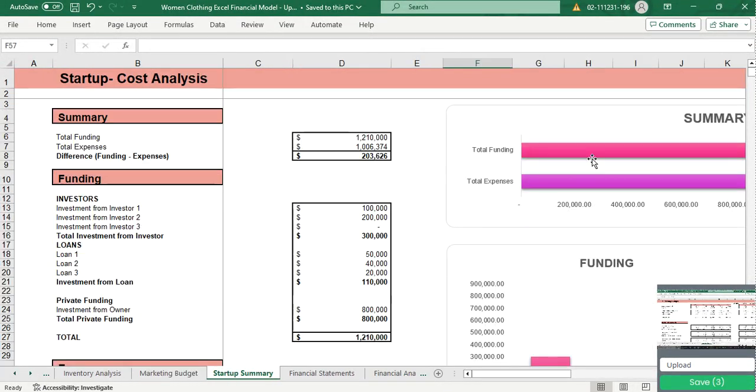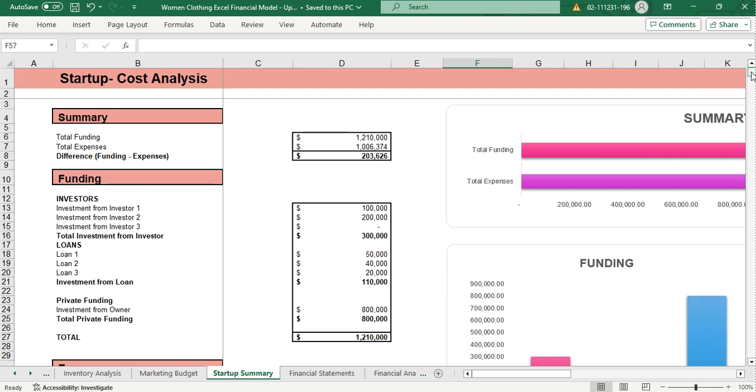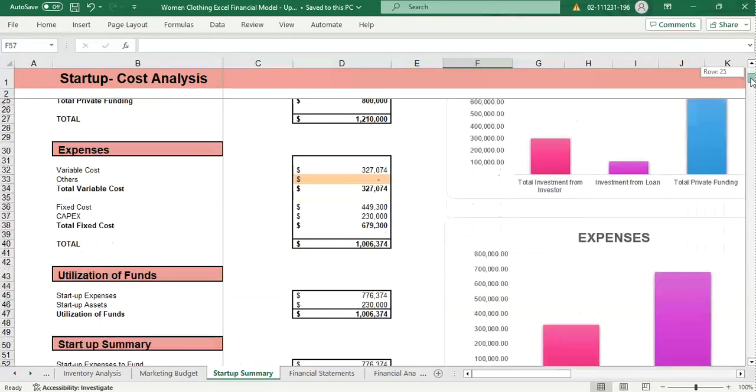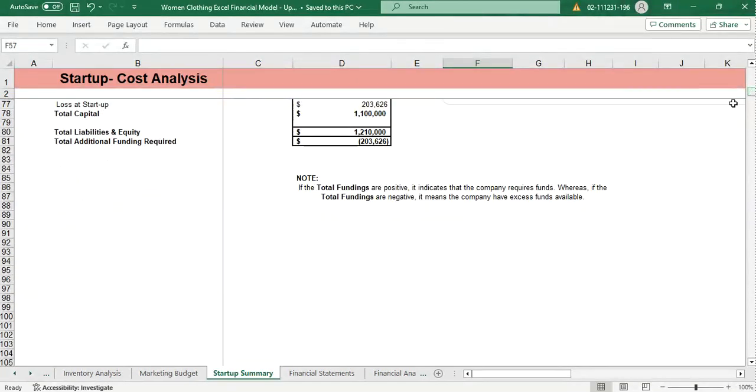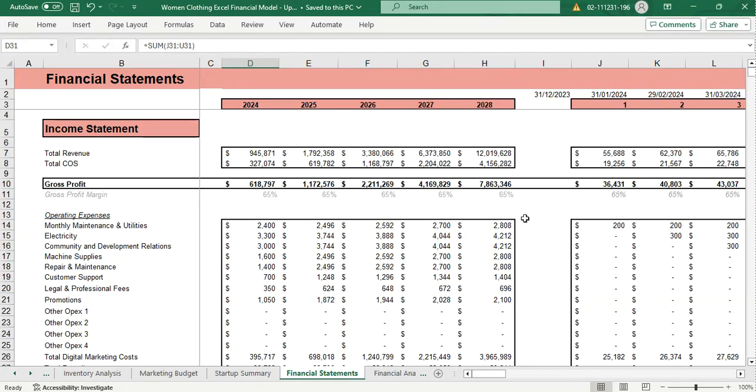Moving on, we have startup summary. Startup summary has different kinds of summary regarding our startup, such as the funding, expenses, the fund utilization, total assets, and total liabilities. Moving on, we have financial statements.